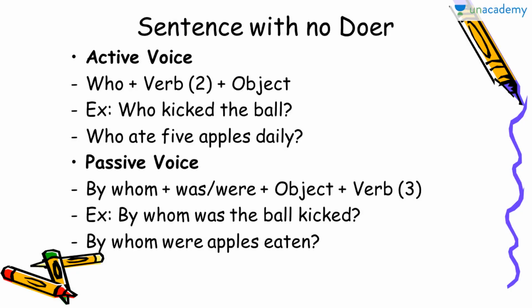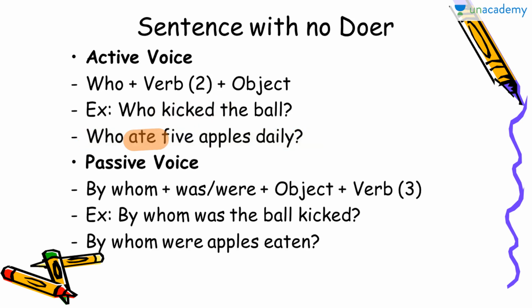Now at last we have sentences with no doer, in which the subject, the person who is doing the action, is missing. In active voice, it will start with who, followed by the second form of the verb, which is the past form of a verb, and then we will talk about the object. For example, who kicked the ball? Who ate 5 apples daily? So we are talking about people. We want to know who has done this, who is the doer of this action. Because here we are not using did, that is why we are using the verb in second form itself.